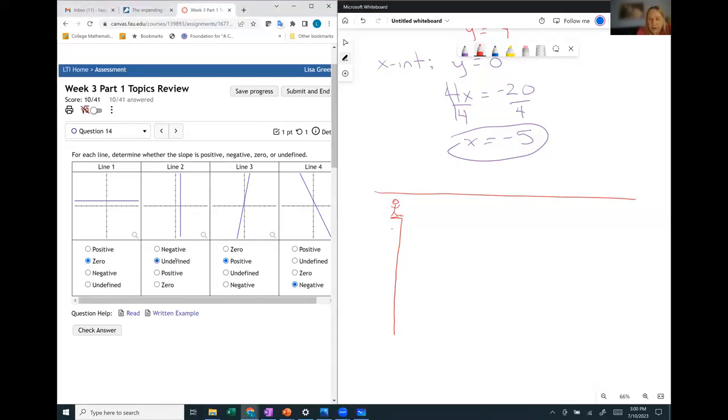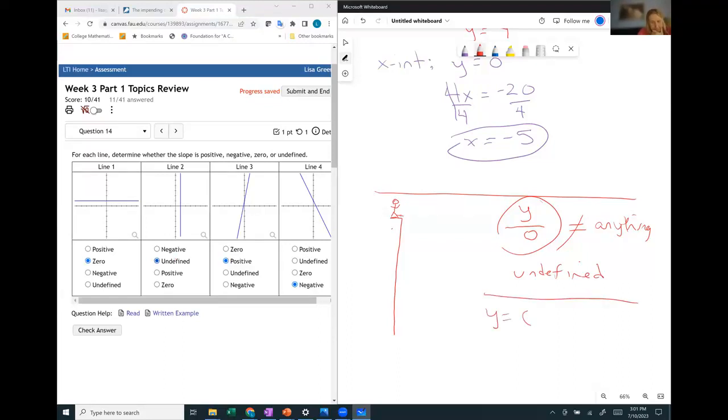Basically, if I talk about the rise as some y value, but the run, which is the change in x, is 0, anything over 0 is undefined. It does not equal anything. Undefined. And let me add that we know that y equals 0x plus 5. Our slope here is 0. That's like the first one, which is y equals 5.